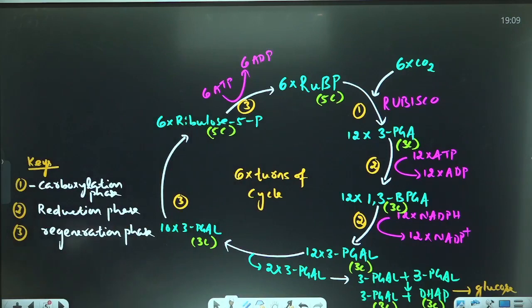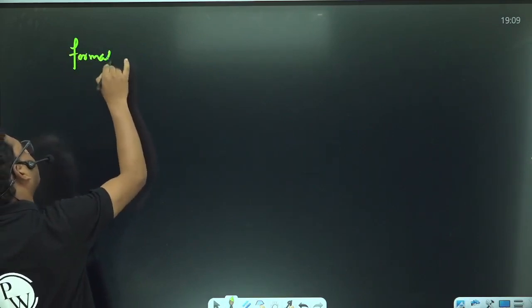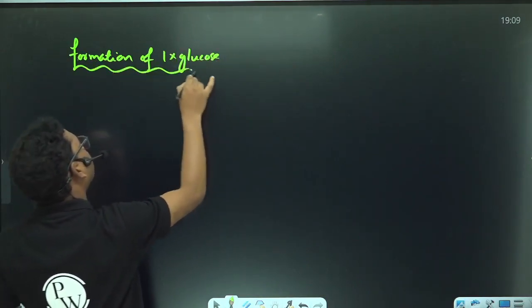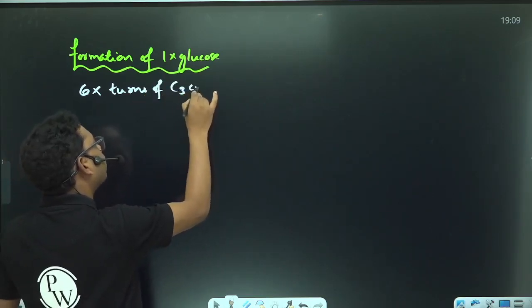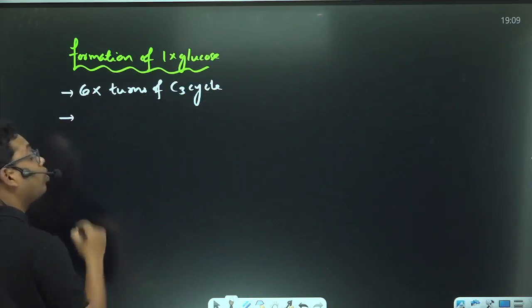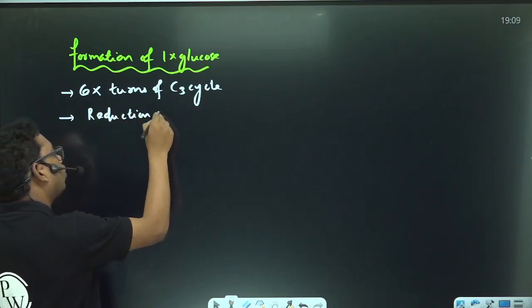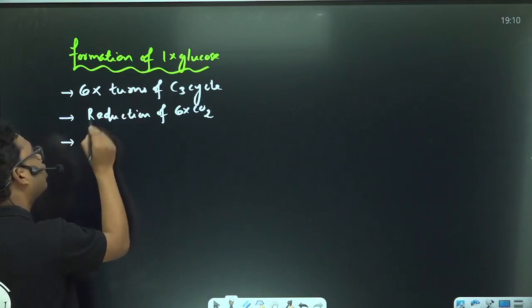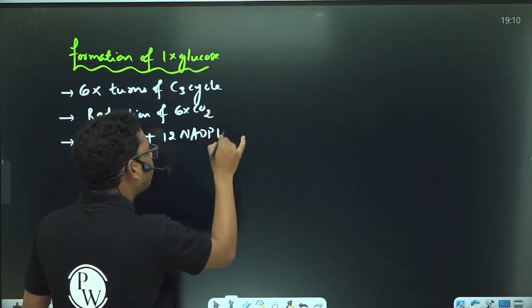Let me check the time first. It is 23 minutes. Okay, fine. So let me write that point here. Formation of one glucose molecule requires 6 turns of the C3 cycle, and 6 CO2 will be required, which will be reduced. So reduction of 6 molecules of CO2 requires 18 ATP plus 12 NADPH.